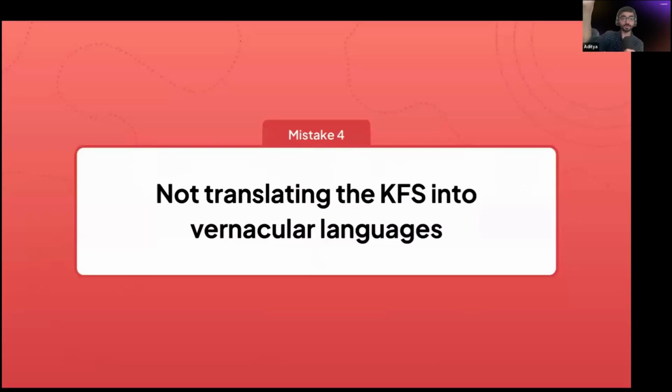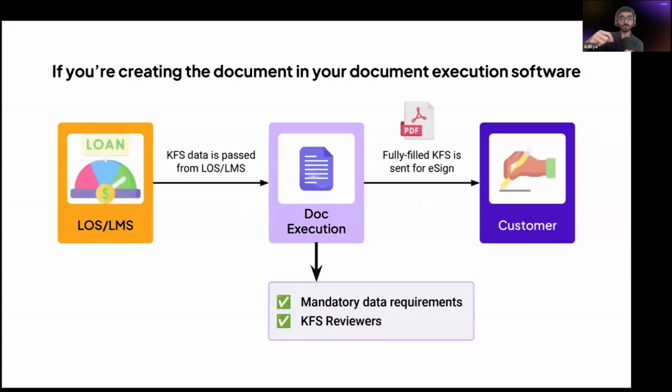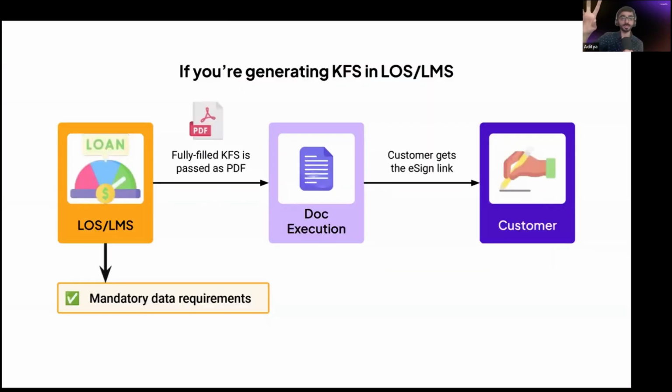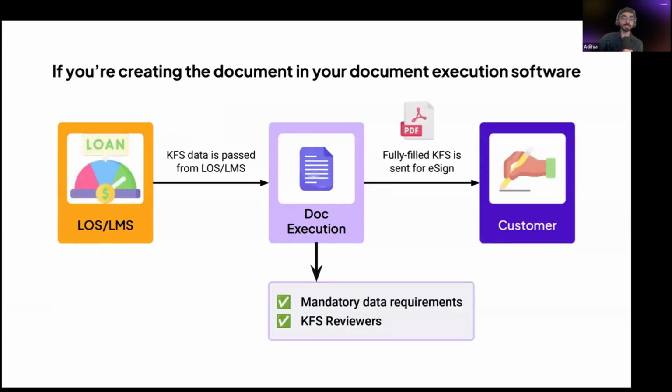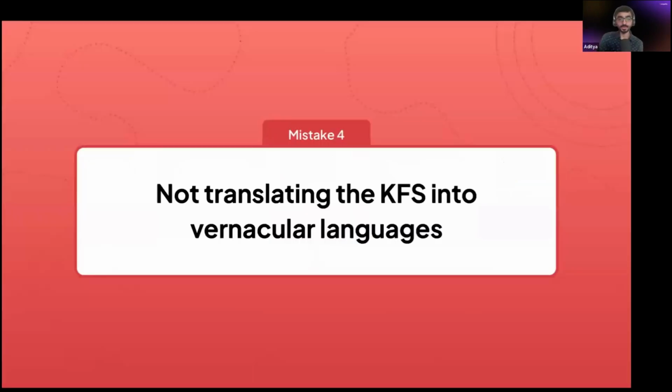So just Azima, if you can go to 26 again and then come back to 27. There's two things you need to remember. If you're doing KFS generation on the LOS, you need the validation check at the LOS stage. If you're doing the KFS generation on the document execution platform stage, you need that validation check at the document execution platform stage. And if you want a manual reviewer, you need that to happen in one of these stages. Right? So now on to the final mistake.